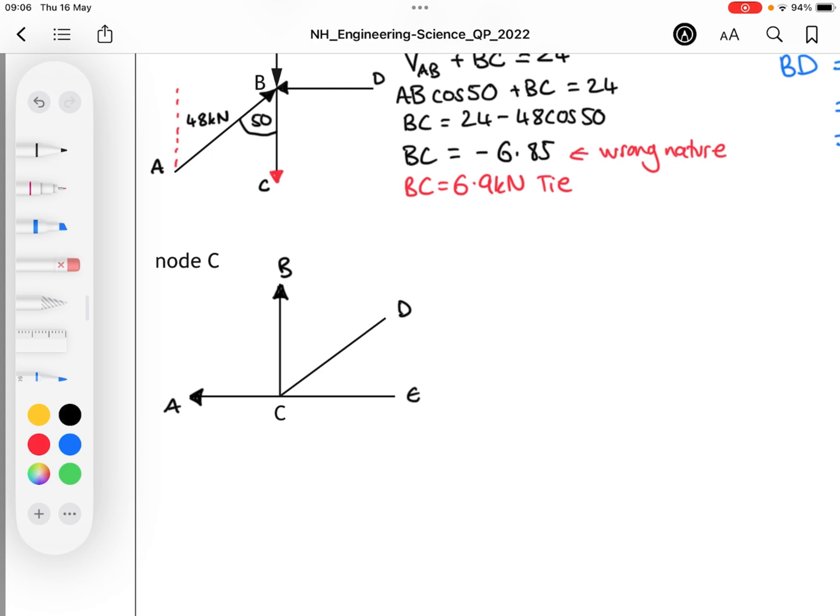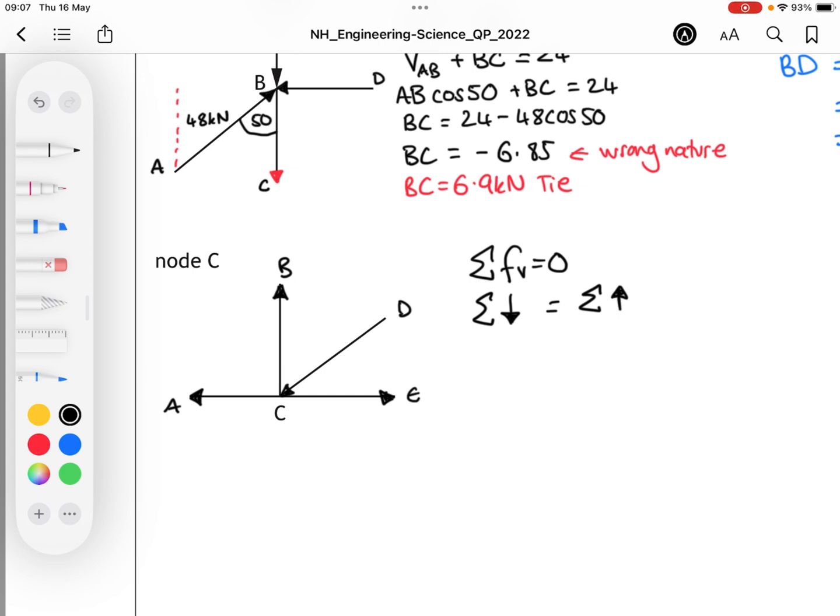But I'm going to make some assumptions again. I'm going to assume that CD is a strut, and I'm going to assume that CE is a tie. And importantly here, I'm going to resolve vertically, because then I've got the fewest components to deal with. There's no horizontal component, there's no vertical component of AC, and there's no vertical component of CE. So all I have to look at are the sum of my up forces and the sum of my down forces. So sum of forces going down is equal to the sum of my forces going up.